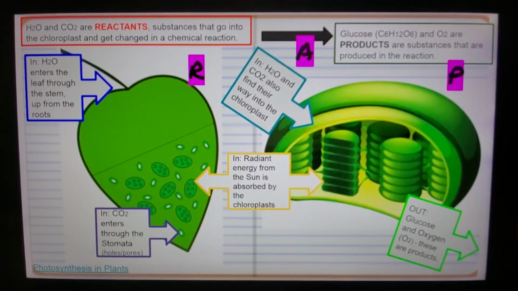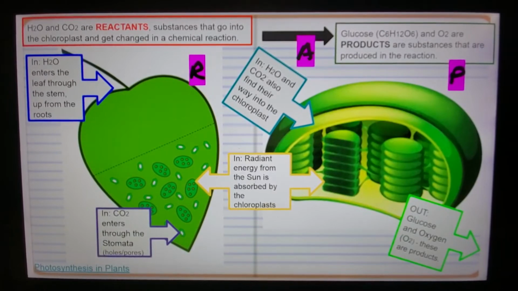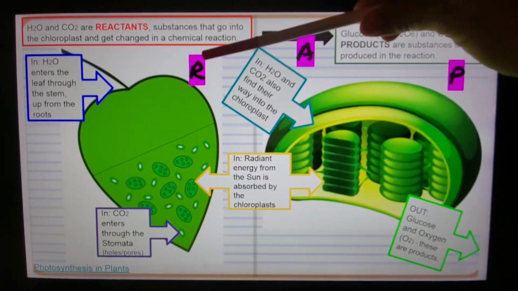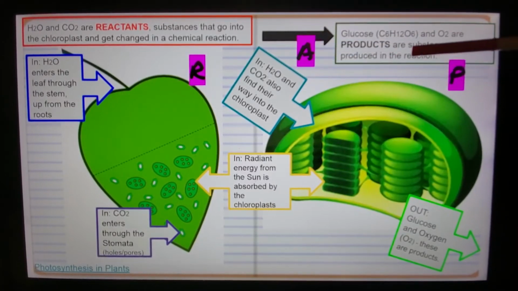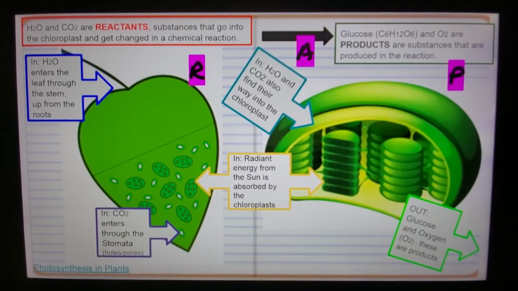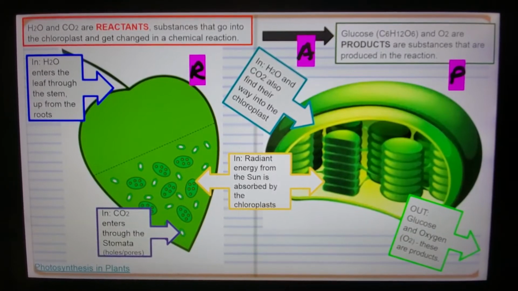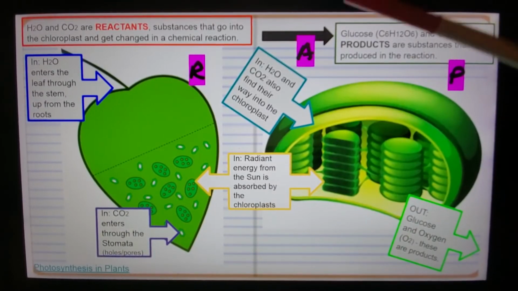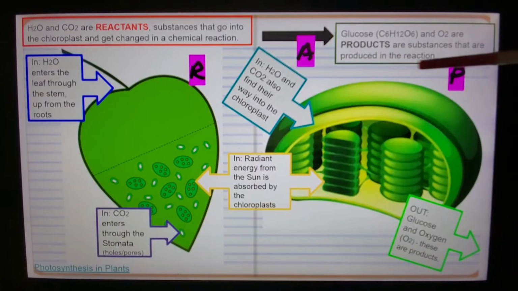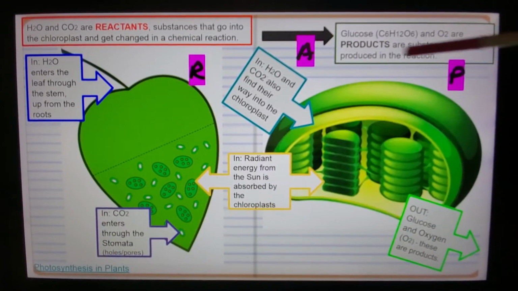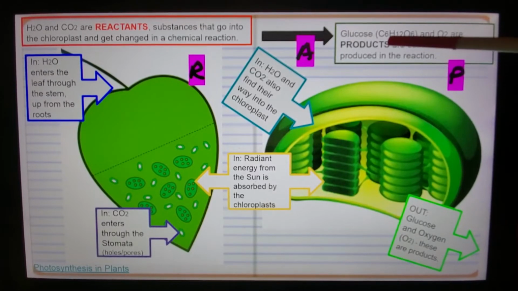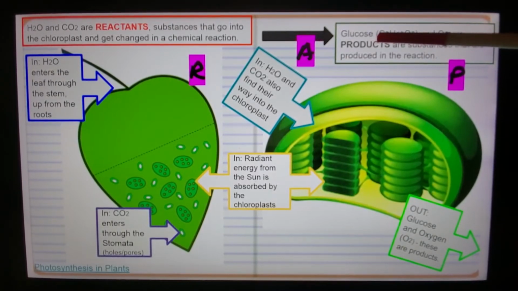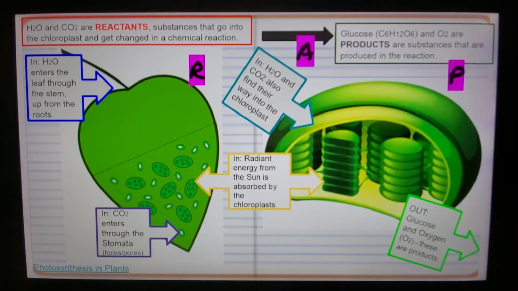Okay? And I've added these letters to remind you. The R stands for reactant, the A stands for arrow, and the P stands for product. And this is the order that it happens. Reactants react together, and then we follow the arrow, and it says, this is what you made. Okay, so it's pointing to what it's making, the product. And in our case, because we're talking about photosynthesis, it's going to be glucose.